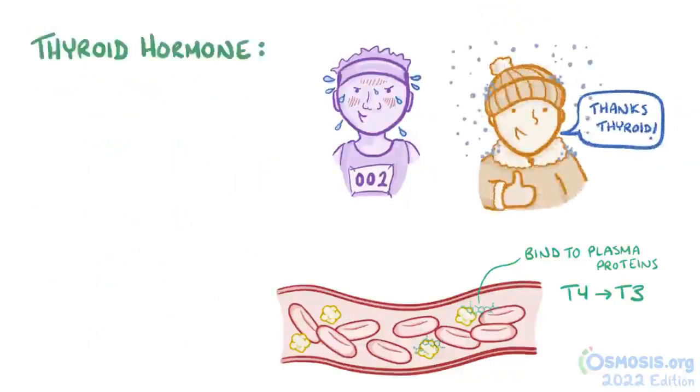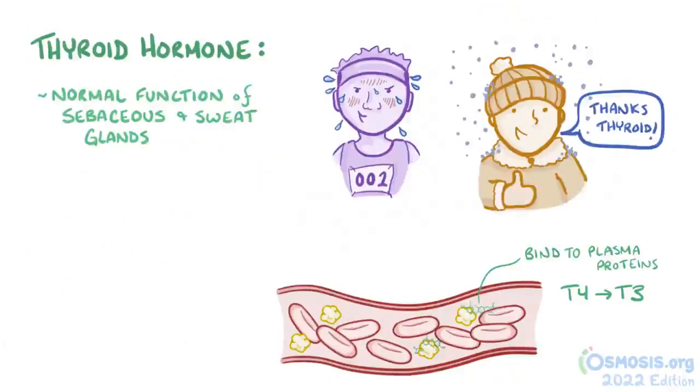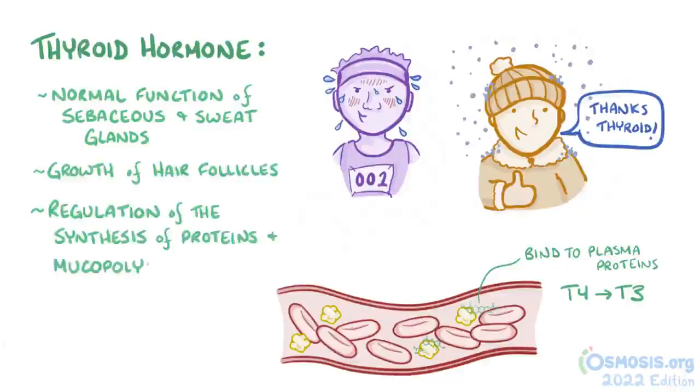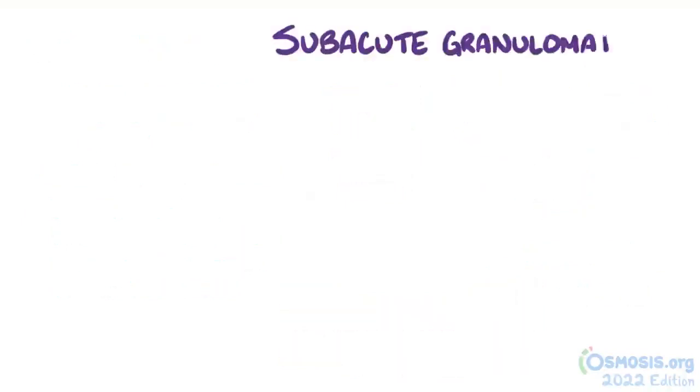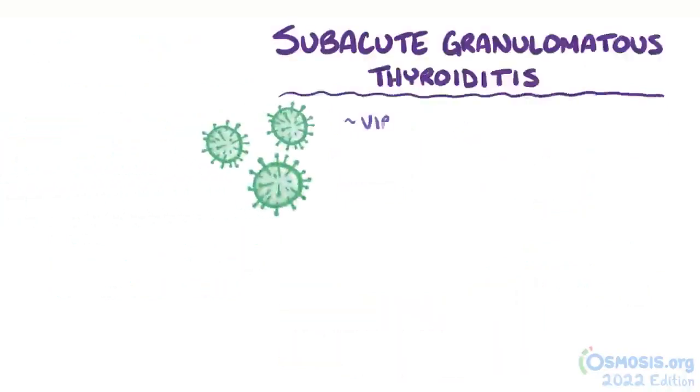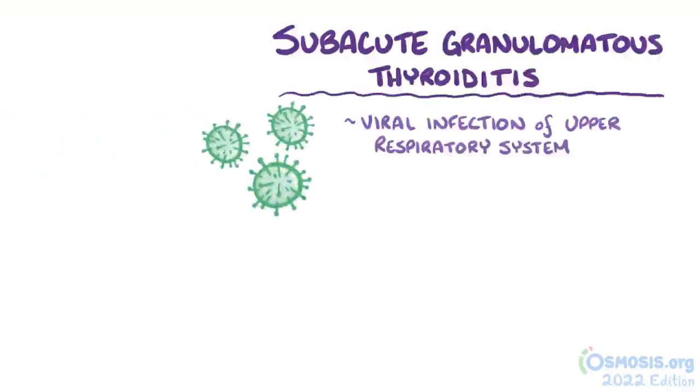Meanwhile, thyroid hormones are involved in a number of other things, such as normal function of sebaceous and sweat glands, growth of hair follicles, and regulation of the synthesis of proteins and mucopolysaccharides by skin fibroblasts. Now, subacute granulomatous thyroiditis is typically triggered by a viral infection of the upper respiratory system. For example, adenovirus, mumps, measles, or Coxsackie virus.